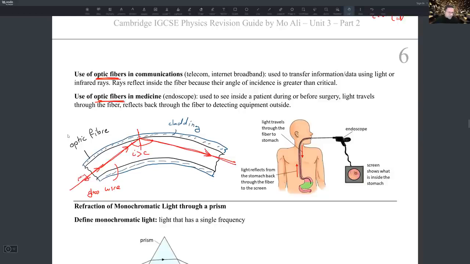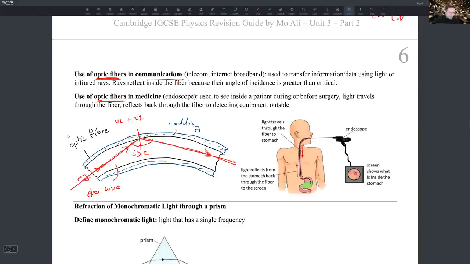And honestly, it's not one light ray. Don't think it's just one light ray, Mr. Muhammad. No. It's multiple light rays, like lots and lots of light rays. Some of them are less than critical. A lot of them are more than critical, so a lot of them will reflect internally. And if you remember, last time we said, why do we use visible light and infrared waves in optic fiber in communications? We had multiple answers for that, like because the glass is transparent to light and infrared waves.